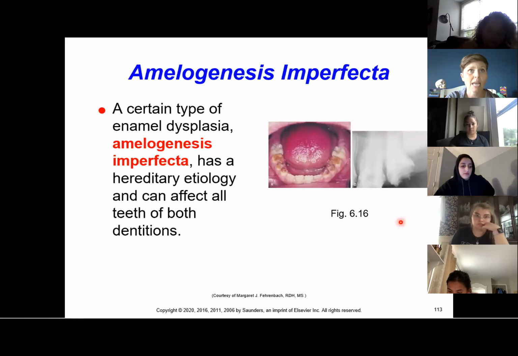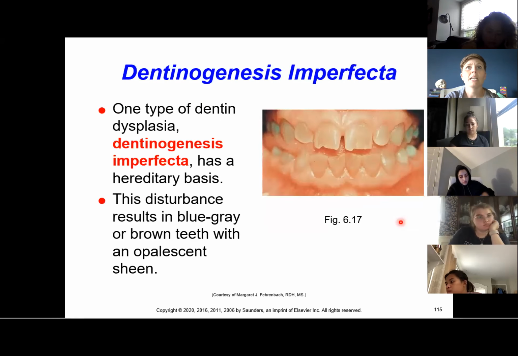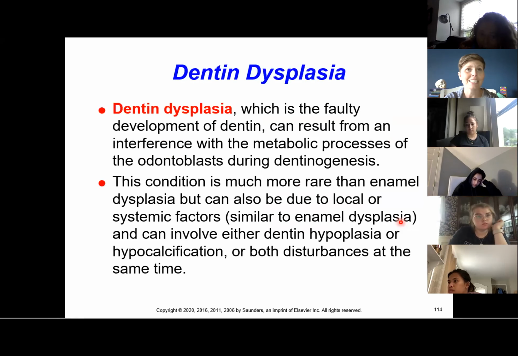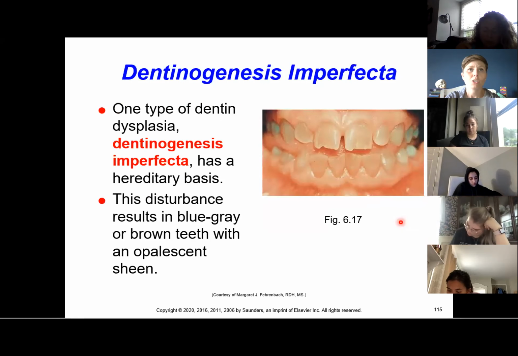Amelogenesis imperfecta, again, happens in the amelogenesis process, and dentin dysplasia happens to the dentin. A lot of you are going to be going over these things, and then I'll touch on the ones that you don't, which I probably should have thought about today.